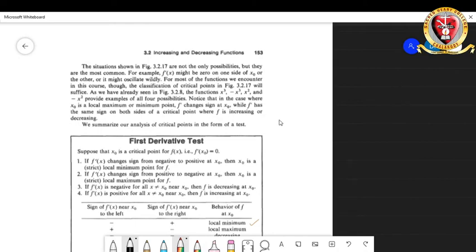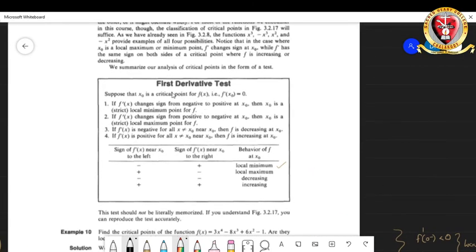From these figures and from the logic we just obtained, we are going to summarize the first derivative test. It is also an important test, like the increasing and decreasing test. It says that suppose x naught is a critical point for f of x, that is, by the definition of a critical point, f dash of x naught is equal to 0. Now, if f dash of x changes sign from negative to positive, then x naught is a local minimum point for f. That is, f dash is going from negative to positive, so this point will be a local minimum. And similarly, for the second one, when f dash goes from positive to negative, this is our f.